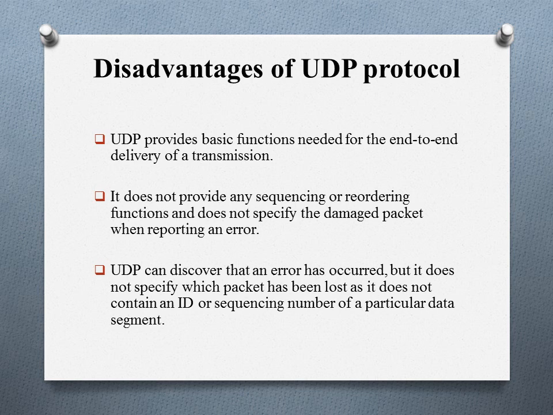Let us see the disadvantages of the UDP protocol. UDP provides the basic functions which are needed for the end-to-end delivery of a transmission. It does not provide any sequencing or reordering functions and does not specify the damaged packet when reporting an error. UDP can discover that an error has occurred, but it does not specify which packet has been lost, as it does not contain an ID or sequencing number of a particular data segment.